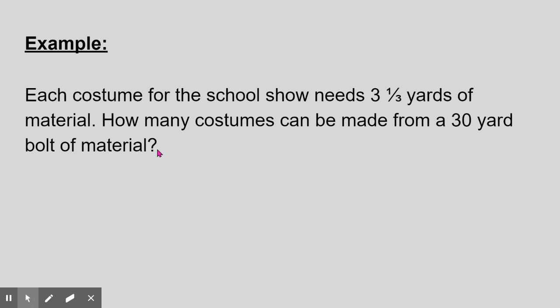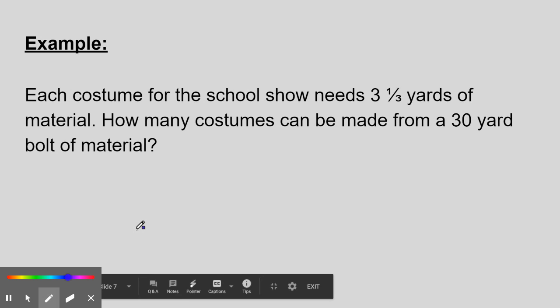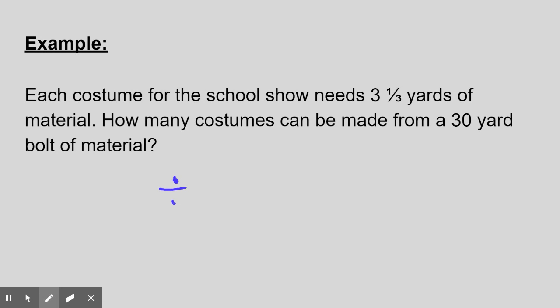All right, hopefully you paused the video and tried to work this out on your own. So the problem says, each costume for the school shows 3 1/3 yards of material. How many costumes can be made from a 30-yard bolt of material? So I mentioned earlier, it is very important in division that you figure out which number needs to come first. Typically, the number that comes first is your total amount because that's what I need to separate or divide up. So 30 should come first, and 3 1/3 should come second.